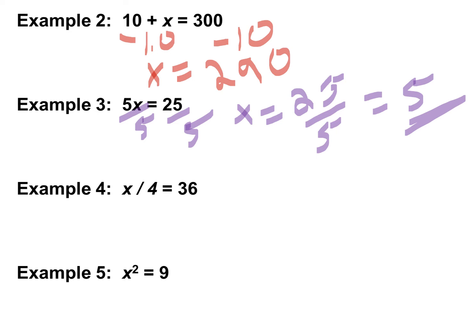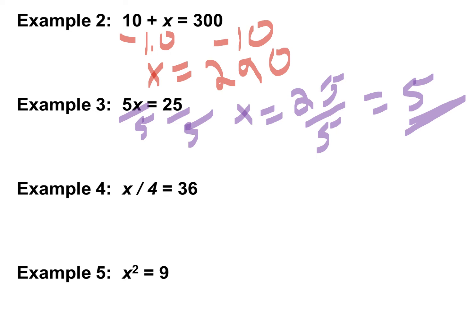Does that work out? Does 5 times 5 equal 25? Yes. Okay. So now we'll do this fourth example here. x divided by 4 equals 36. Okay, so we have a division problem. We need to get x by itself. The opposite of division is multiplication. So pick a different color, we'll just do it in black. Okay, so the opposite of division is multiplication.